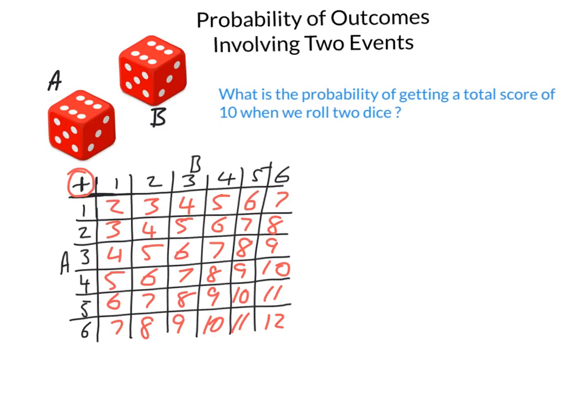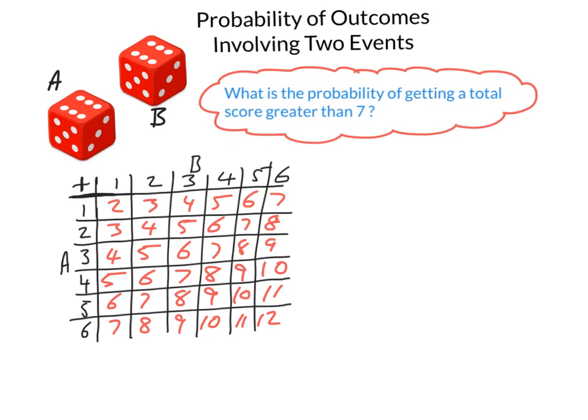So we need to look at all the ways that we can get 10. So we could get a 6 and a 4, for example. We could get a 5 and a 5. Or we could get a 4 and a 6. So there's 3 possibilities of getting a score of 10. So that's 3 out of 36. And again, we always try to simplify. So to divide the bottom and the top by 3 in this case, giving us a probability of 1 in 12.